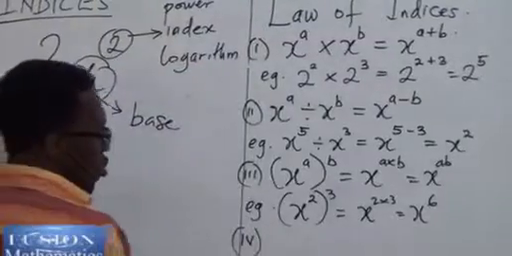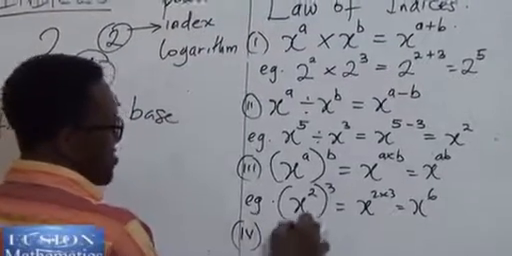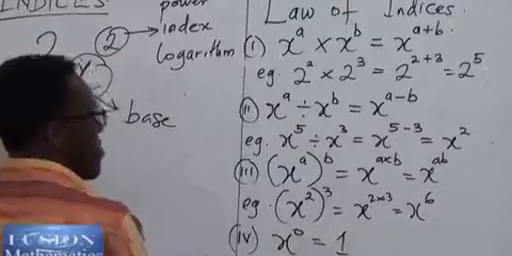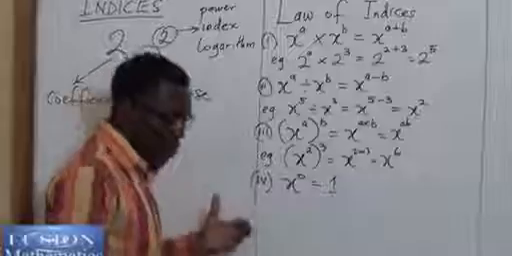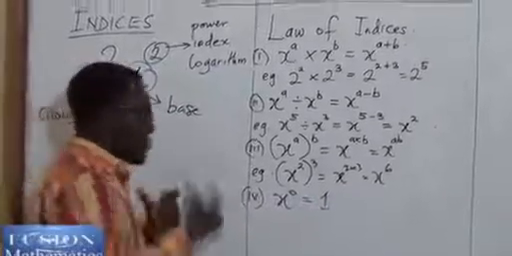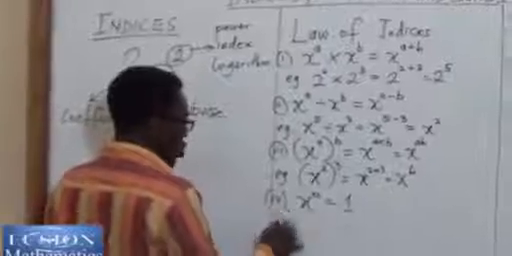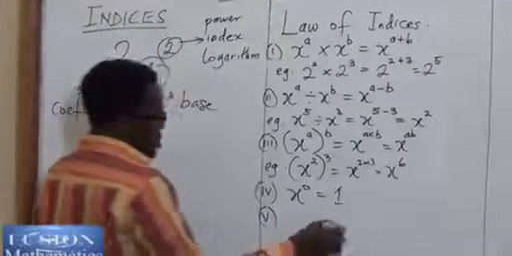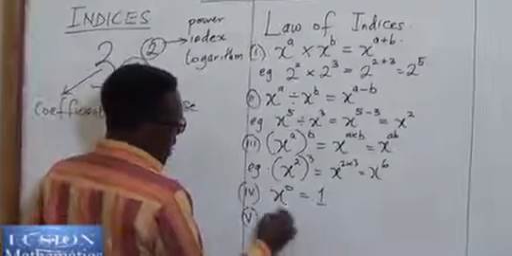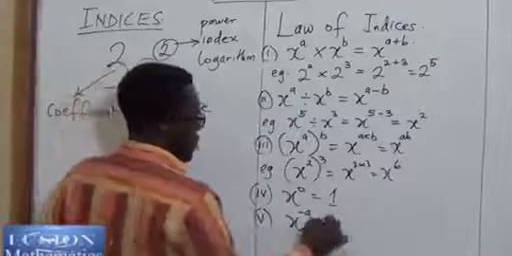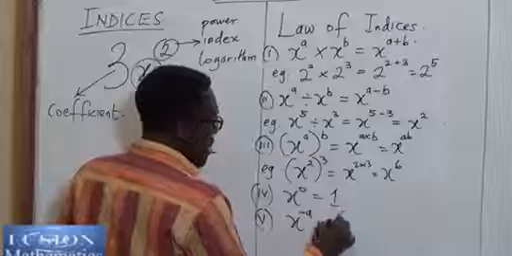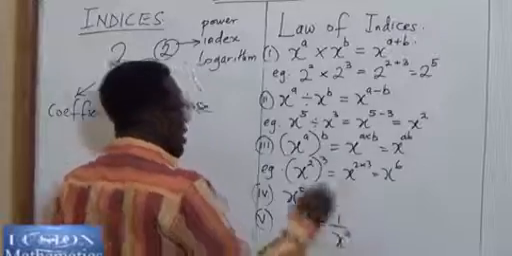We have another law, which is x raised to the power 0 is equal to 1. It's important to know that any number that has a power of 0 is equal to 1. Let's move to the next law. The next law says that if we have x raised to the power minus a, it will give us 1 over x raised to the power a.